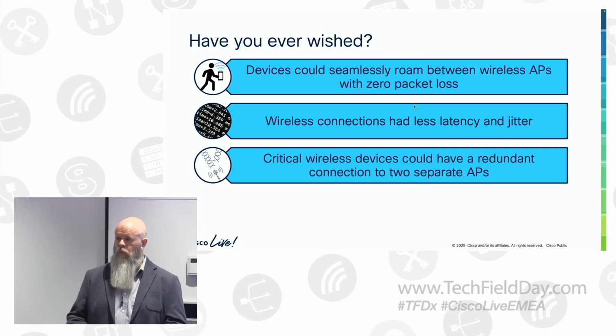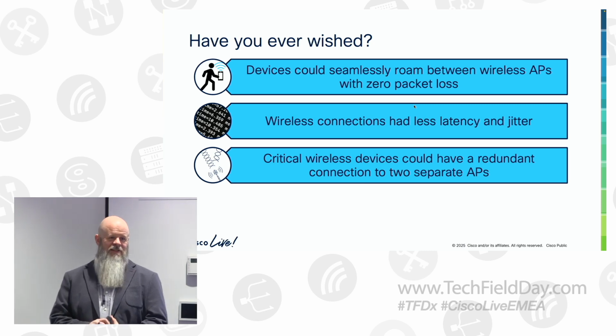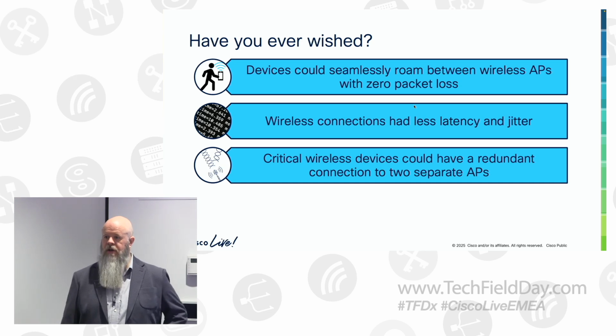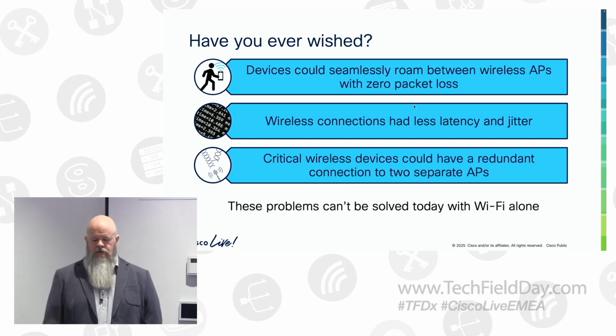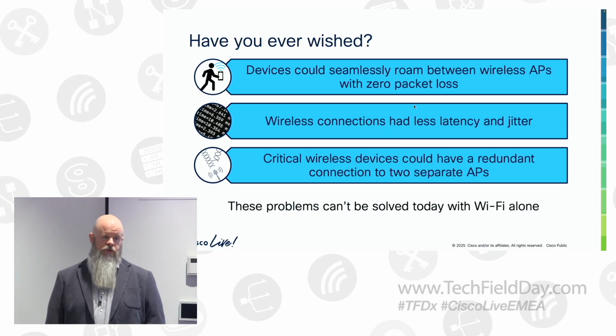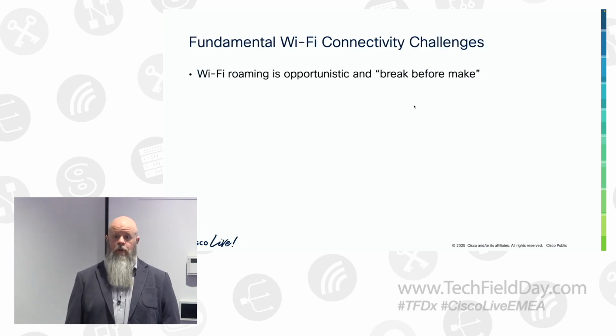Have you ever wished that wireless could just be better, essentially? Lower latency, less loss during roaming, more resilient, more redundant, etc. You can't do that with Wi-Fi alone today. We're working on it, but can't get there completely with just Wi-Fi. There are some fundamental challenges with the way that Wi-Fi works.